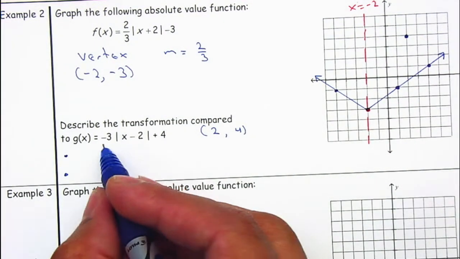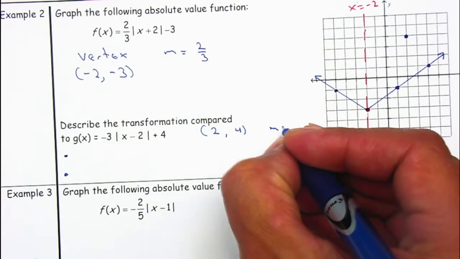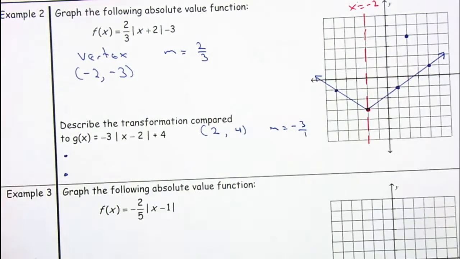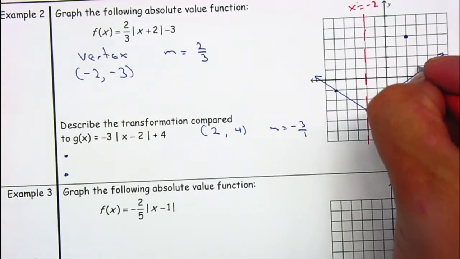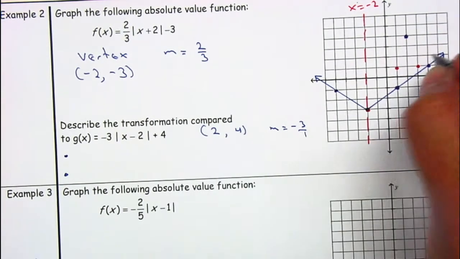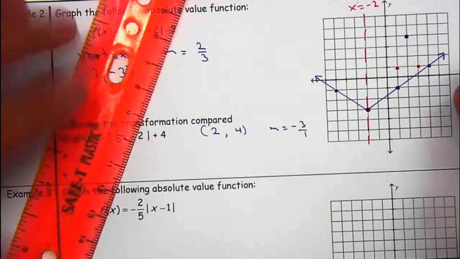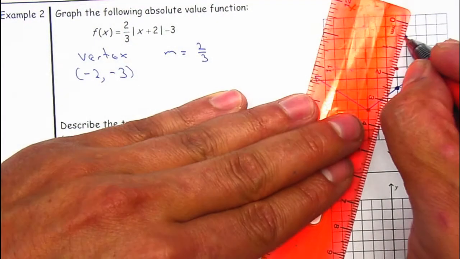So I'm going to go, my slope will be -3 over 1. So I'm going to go down 3 and to the right 1. Down 3 to the right. Just going to make a quick sketch. Remember, the red one is the g of x.